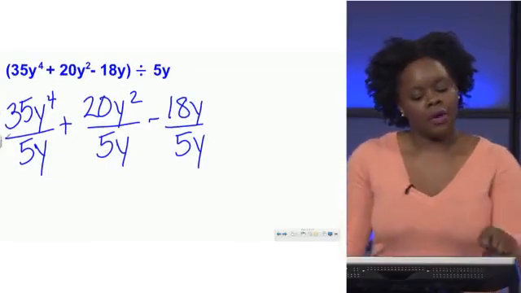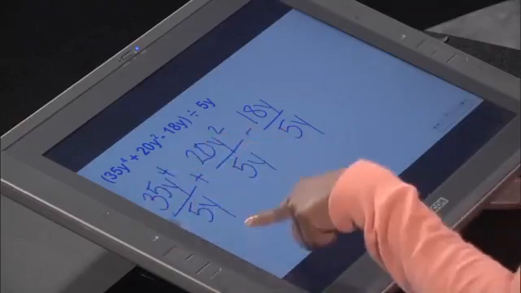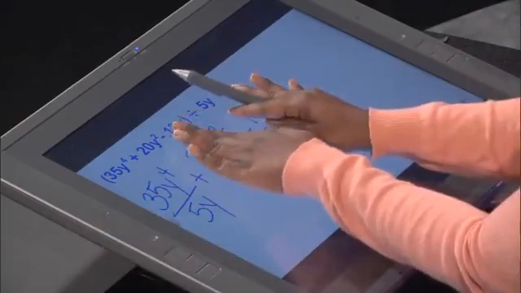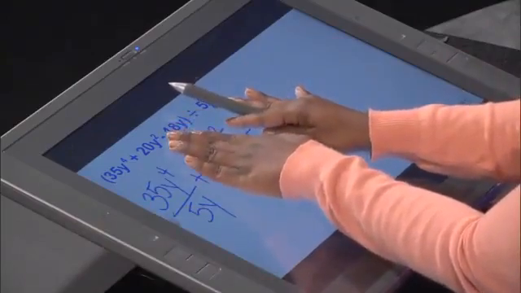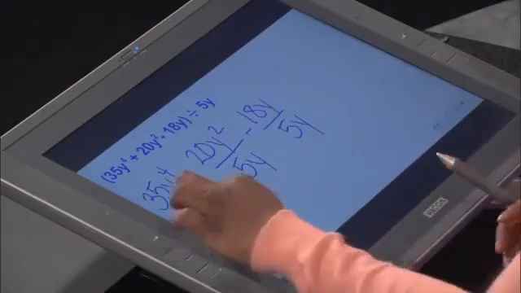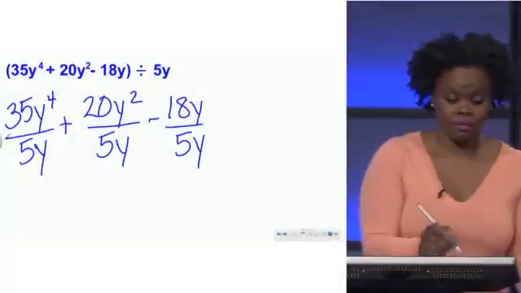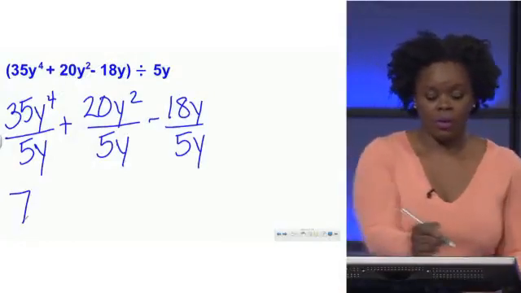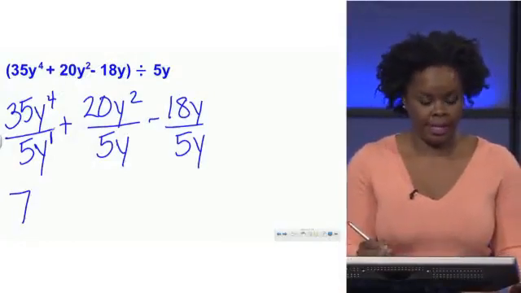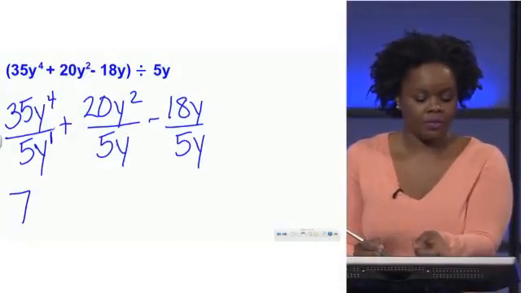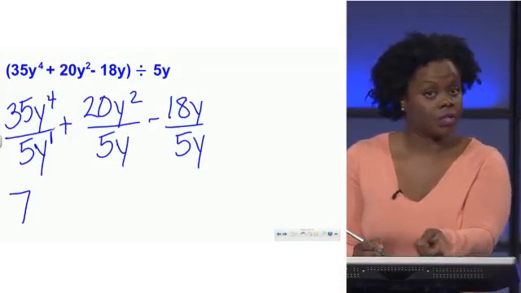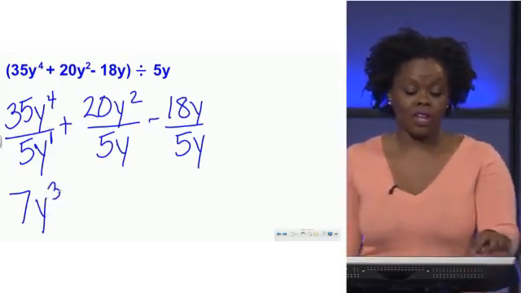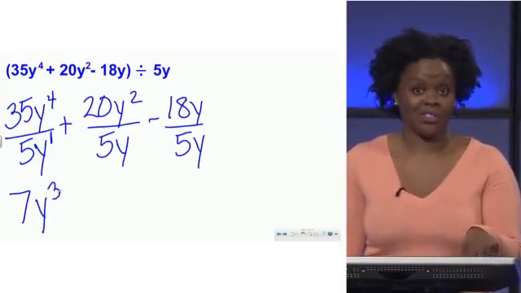Here we go. If we look at this first chunk, let's handle the coefficients first, just like you already know. You're going to completely ignore the rest of this problem and just focus your attention on that first bit. So 35 divided by 5, I know that's 7. Now y to the fourth divided by y. We remember there's an invisible 1 we don't see, right? So to handle y to the fourth divided by y to the first, just subtract your exponents. That'd be y to the third. So that first part just simplifies to 7y to the third.